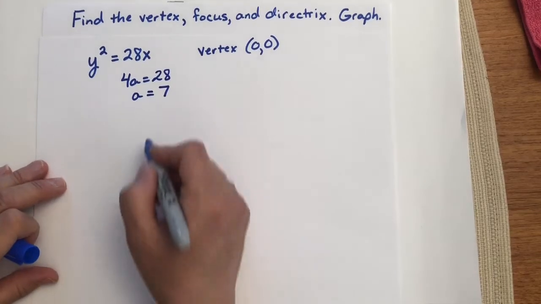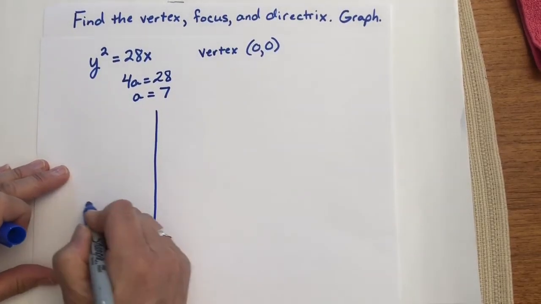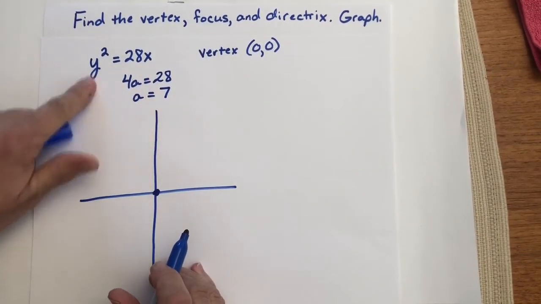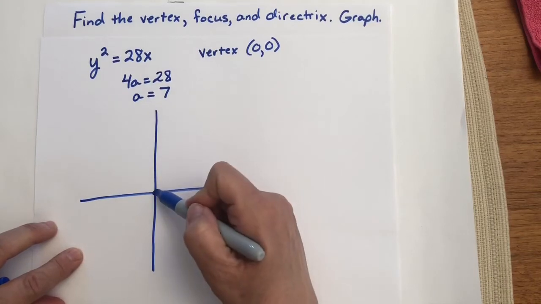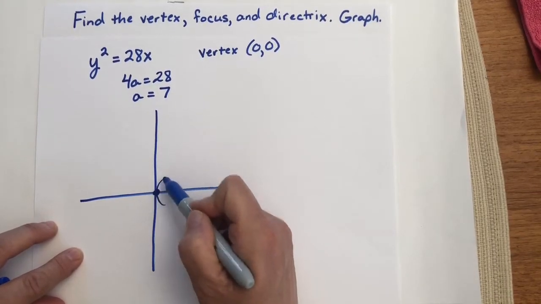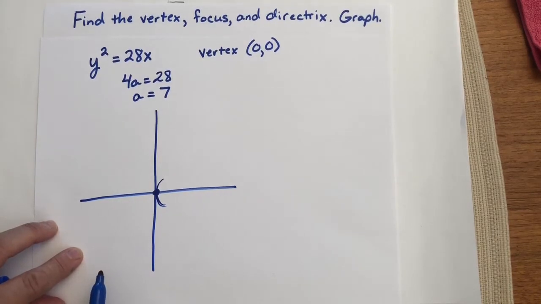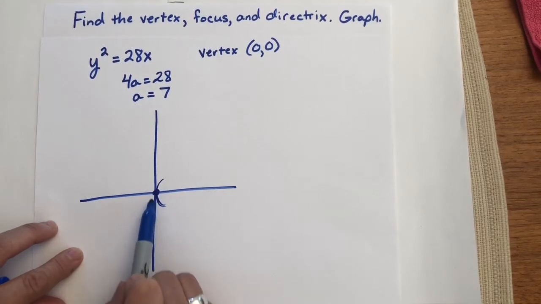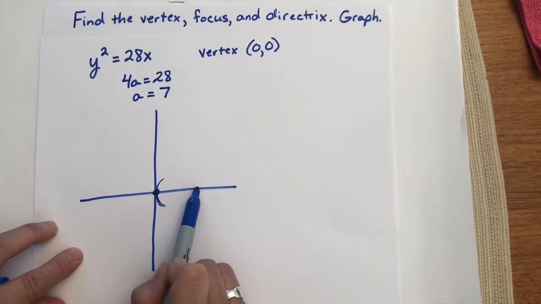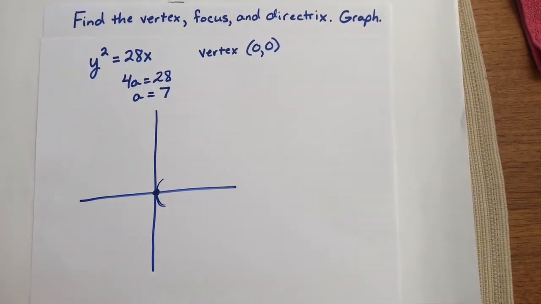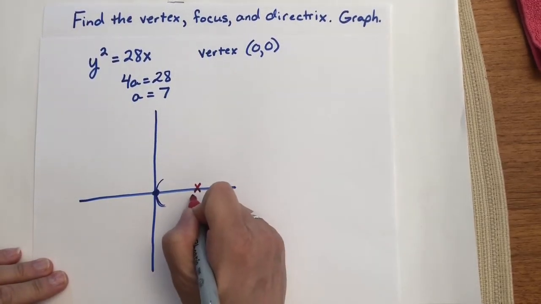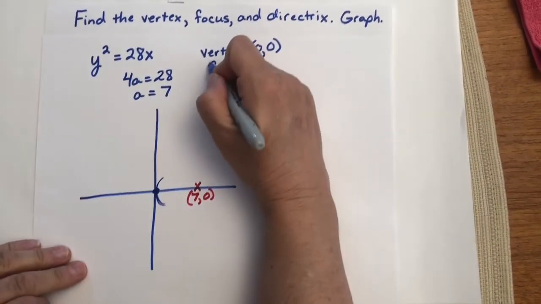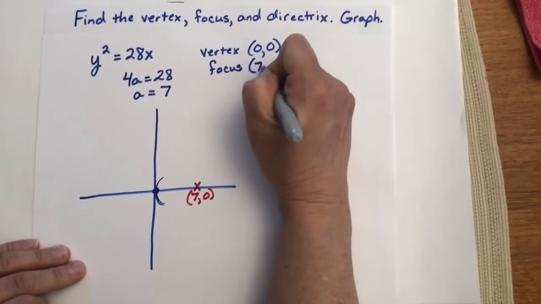So for this particular graph, I'm going to put my vertex here at (0, 0). We have an x equals y squared type, so I know it opens to the right. I just draw myself a little bit of a parabola so I can tell where to put the focus. Because the focus is always inside the parabola, I know I'm going to move 7 units to the right. So my focus is going to be right here at (7, 0). So let's write that down. Focus is at (7, 0).